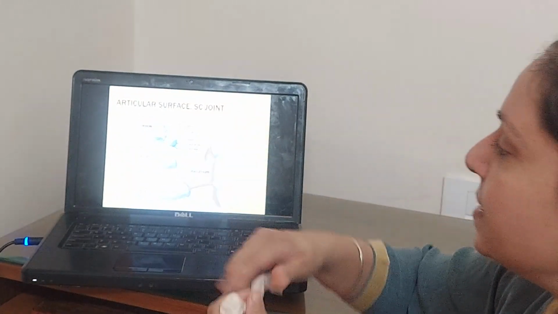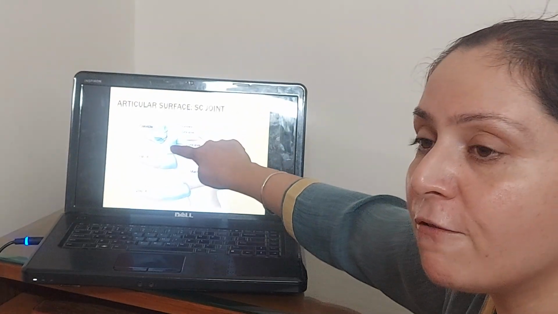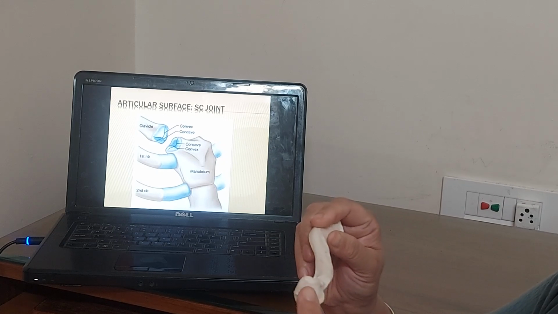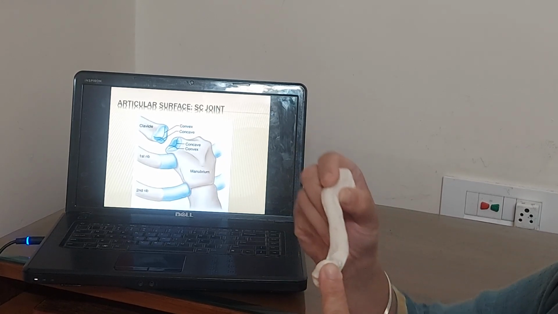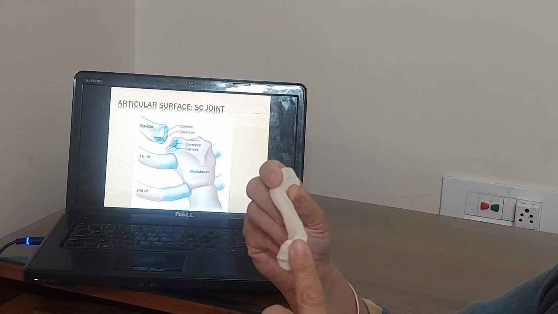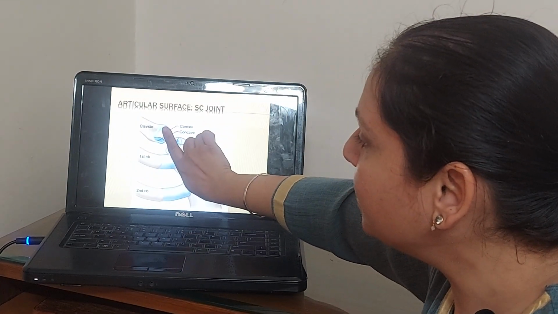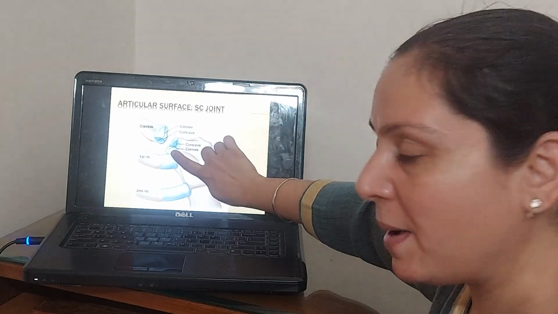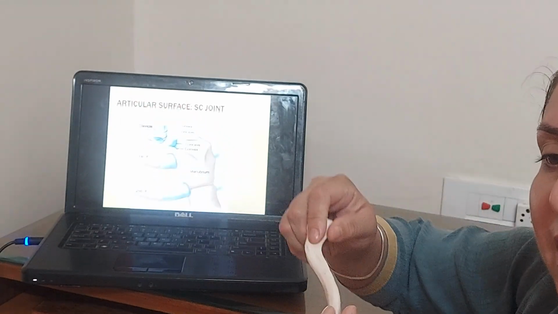Now this disc, since it is diagonally attached, acts as a pivot. So this is attached like this. It acts as a pivot in elevation and depression movement. This is elevation and this is depression movement. So the disc becomes a part of the manubrium. It is attached like this, and you can see that the clavicle is getting elevated. So basically it becomes a part of the manubrium. It acts as a pivot for the motion of elevation and depression.